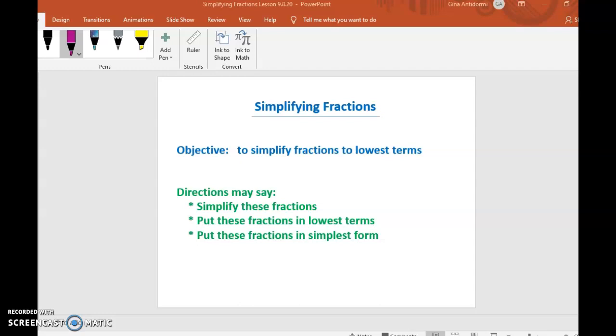Lesson 1, Simplifying Fractions. So the objective today is to simplify fractions into lowest terms. You may see this asked in several ways. Simplify these fractions, put these fractions in lowest terms, or put these fractions in simplest form. They all mean the same thing.